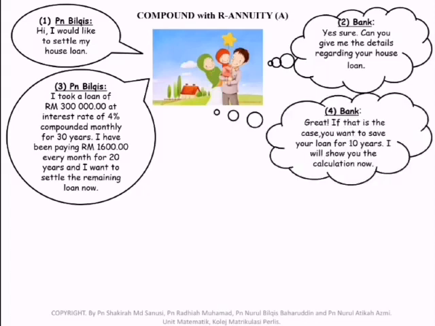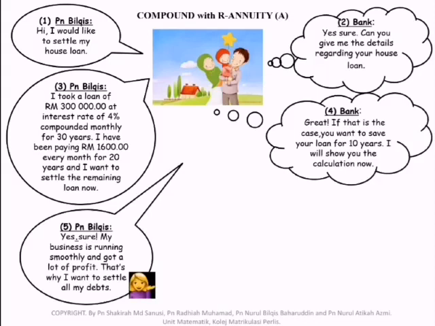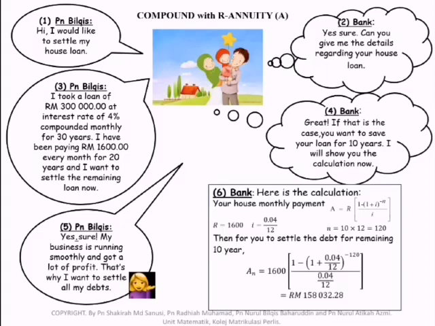Great. If that is the case, you want to save your loan for 10 years. I will show you the calculation now. Yes, sure. My business is running smoothly and got a lot of profit. That's why I want to settle all my debts. Oh, here is the calculation. We will be using the formula A. Your house monthly payment will be R equal to RM 1,600 ringgit. And then the interest rate I equal to J over M equal to 0.04 over 12.